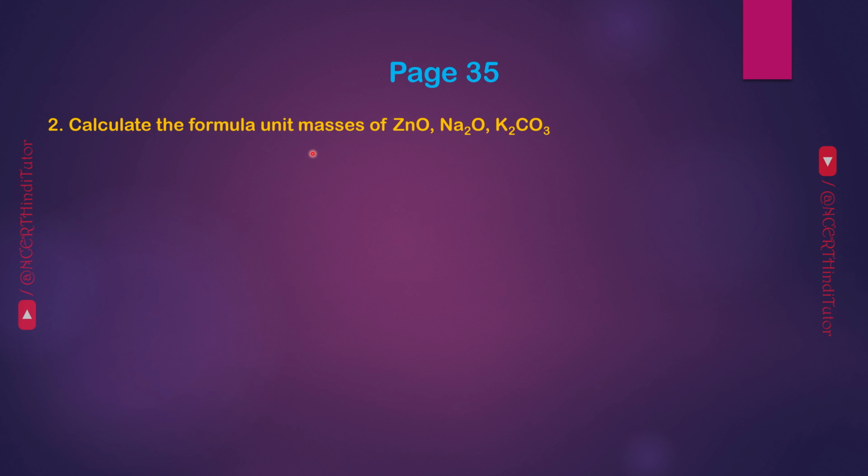Question 2. Calculate the formula unit masses of ZnO, Na2O, K2CO3. Here atomic masses of the following elements are given. Zinc Zn is equal to 65 unit, Na sodium is equal to 23 unit, potassium K is equal to 39 unit, carbon C is equal to 12 unit, oxygen O is equal to 16 unit.